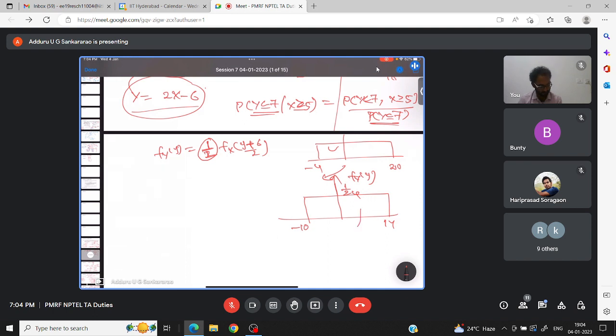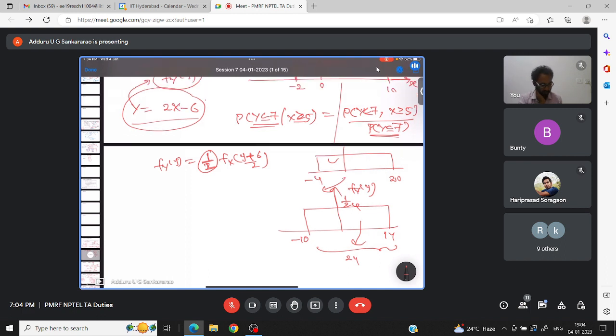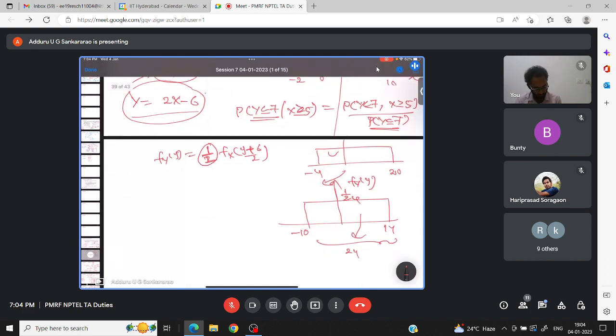If you see, the area under this curve is 1 or not? This length is 14 minus of -10, that is 24, and this height is 1 by 24. Area is 1. Perfectly fine. That is Fy of y. So we have fx of x, we have fy of y. Now what do I need to find out? This one I need to find out.